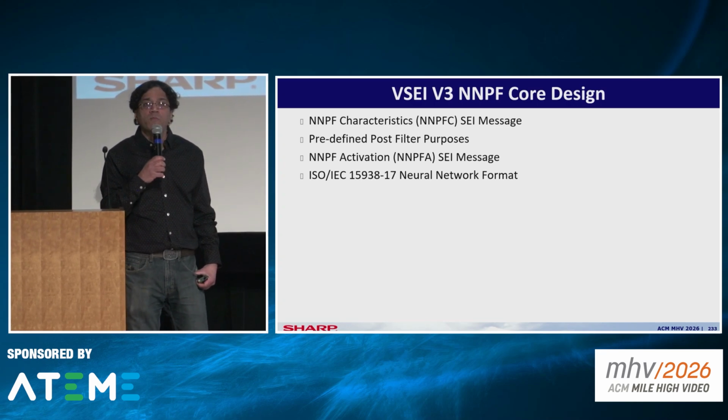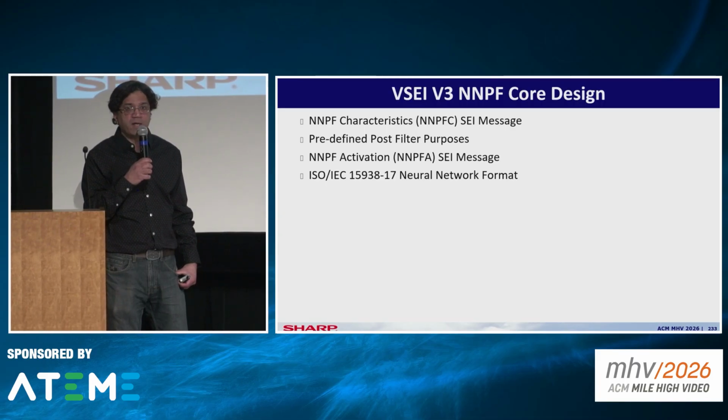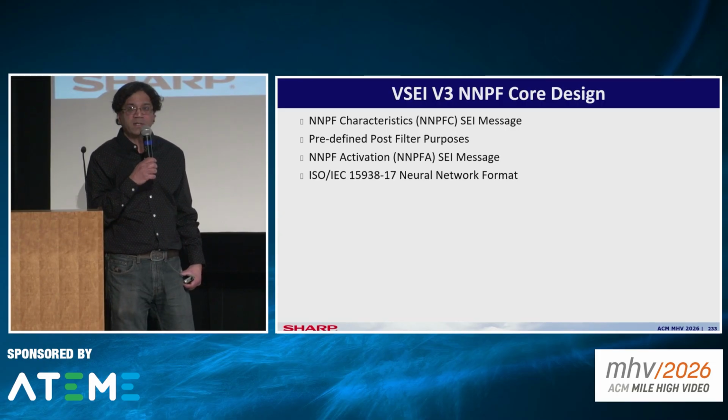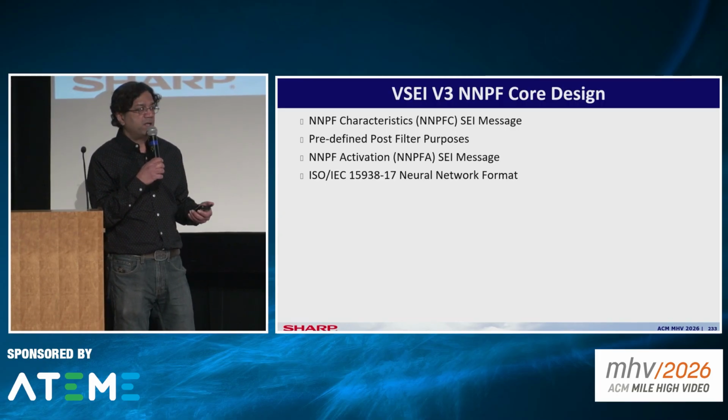So there are two main messages defined in VSCI, called NNPFC, which is the Neural Network Post Filter Characteristics SEI message, and then another one which is called NNPFA, which is the activation message. And then additionally, you can signal in band some neural network data using this ISO IEC 15938-17 neural network format.